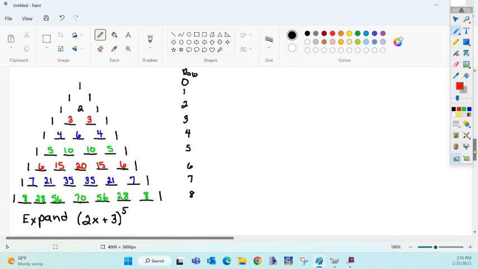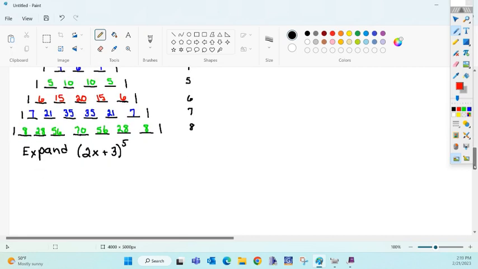So this is what we see next here. The direction would say expand, so in other words, multiply it out. We're going to expand 2x plus 3 to the 5th power, so which row are we going to use? 5th row, so I'm just going to slide this down so we're only looking at the 5th row so we have enough room. Now, this is going to take us a little minute, because we're going to have to simplify things as we go.